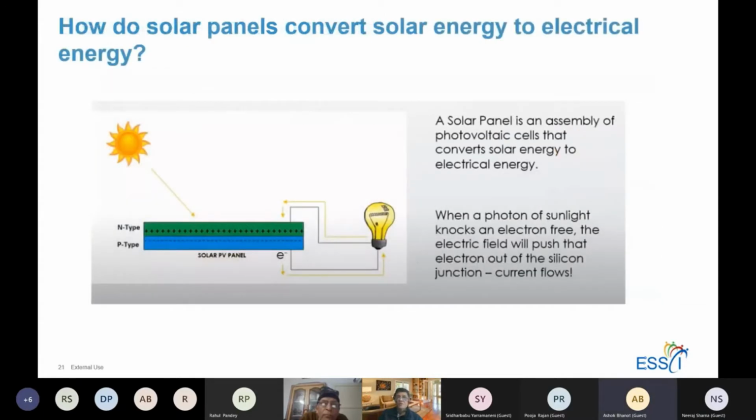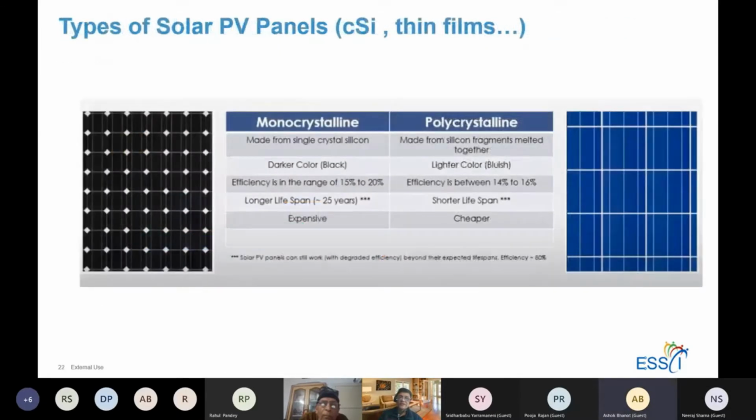So how do solar panels actually convert solar energy to electrical energy? We all know that primarily it triggers an electron when it strikes a PV junction, and through appropriate design of our module, we try and trigger a current which is going to be used for farming the electric energy.